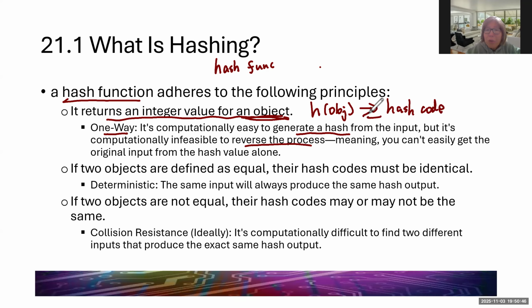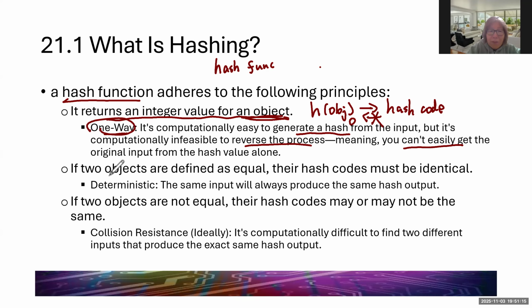But if you have a hash code and you want to get the object back, that's impossible. So the hash function must meet this one-way definition. This is the first feature of a hash function: it must be one way.